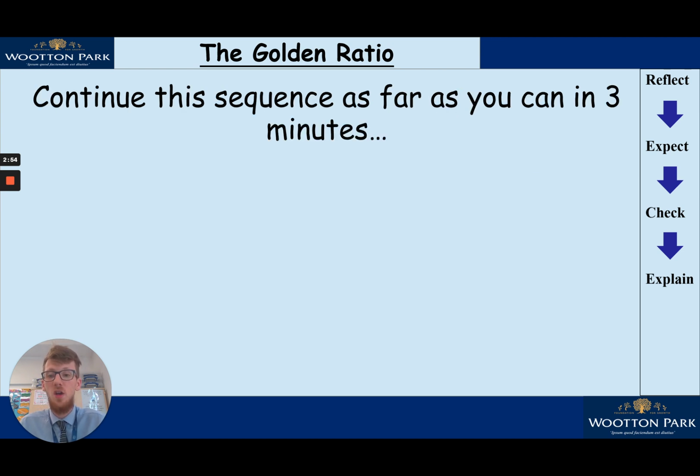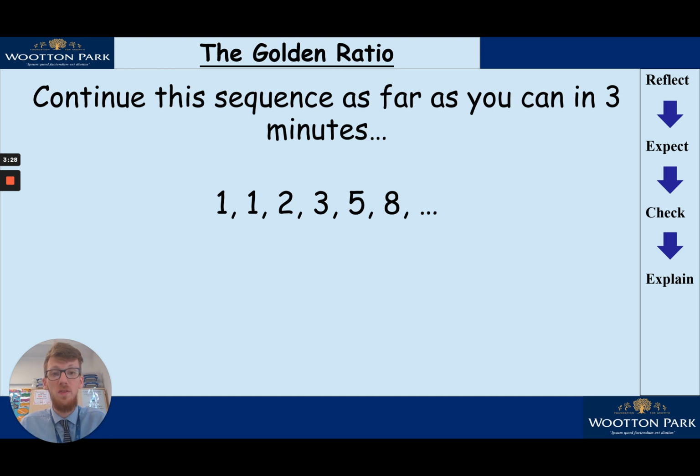Okay, we're going to look at another really special type of sequence. You may have seen it before, you may not have. But what I want you to do is pause the video in a second and continue this sequence as far as you can in 3 minutes. So here's the sequence: 1, 1, 2, 3, 5, 8. Can you spot the pattern and can you carry on? You've got 3 minutes. Pause the video and give yourself 3 minutes to do so.